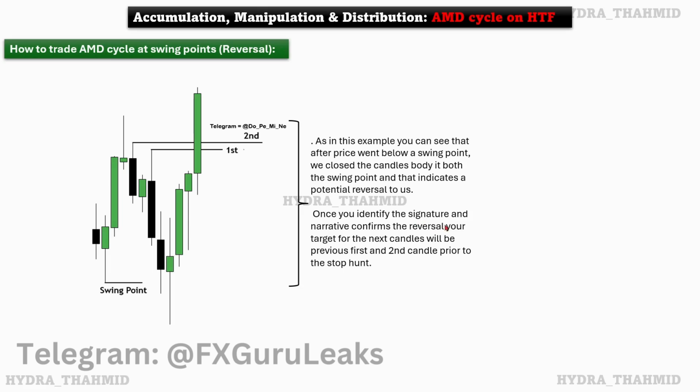Once you identify the signature and narrative confirms the reversal, your target for the next candle will be the previous first and second candle prior to the stop hunt. So I hope you understood all these examples.